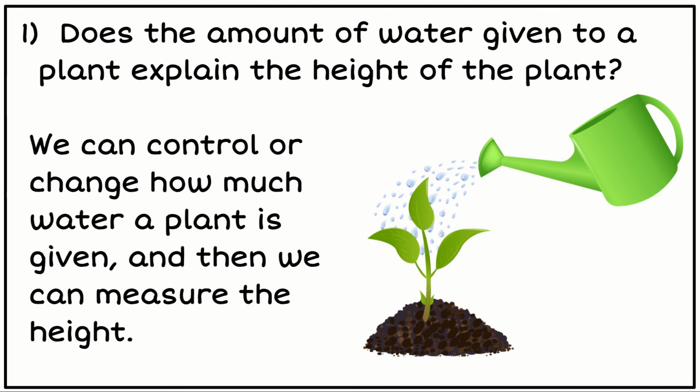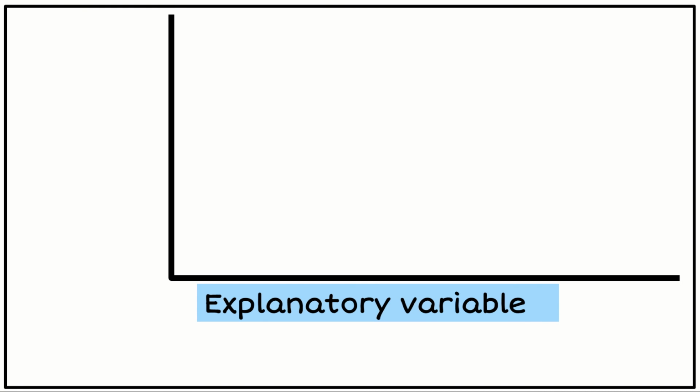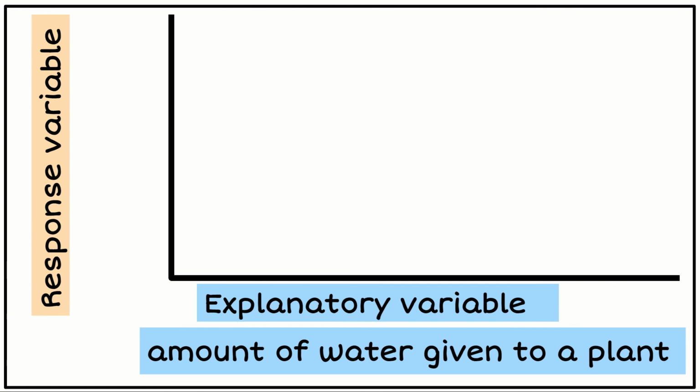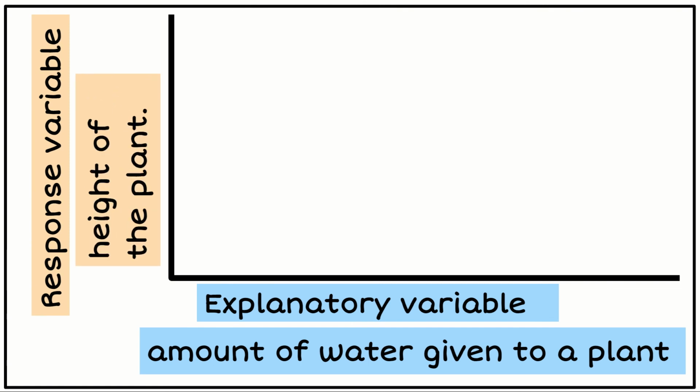Okay, so we're going to measure the height after we have given a certain amount of water that we can control. So that means our explanatory variable is the amount of water that's given to the plant. And our response variable is the height of the plant. And it's important that they go this way around.